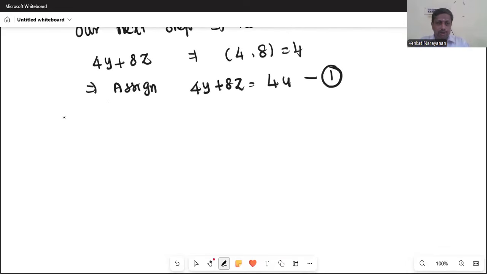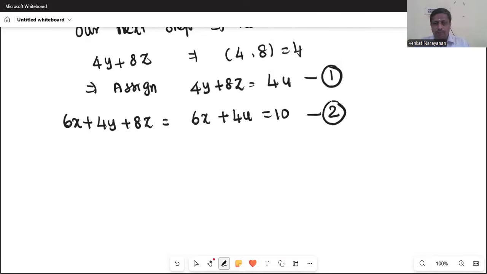Now, the equation 6x plus 4y plus 8z can be written as 6x plus 4u equal to 10. This is considered as equation 2. Now we want to find the solution for the x value and u value, a new variable u, instead of y and z. We check once again whether the equation satisfies the solvable condition.